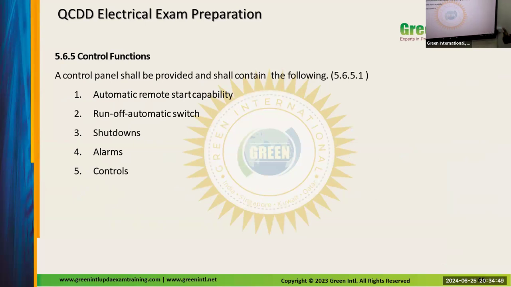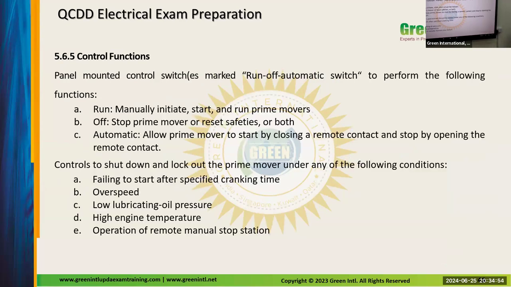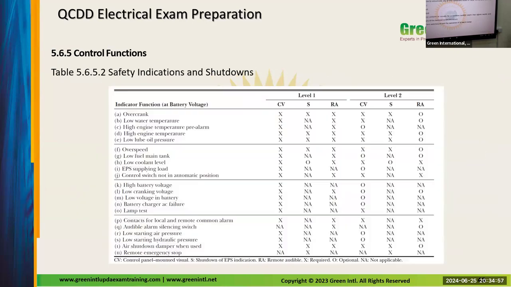But here we have very few questions. Till now we haven't had any questions asked in that exam. But we find the same information, the entire information, in this table.